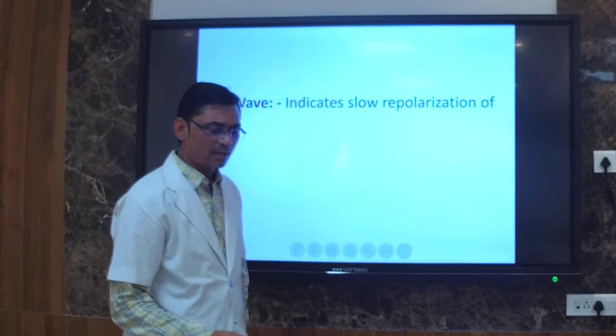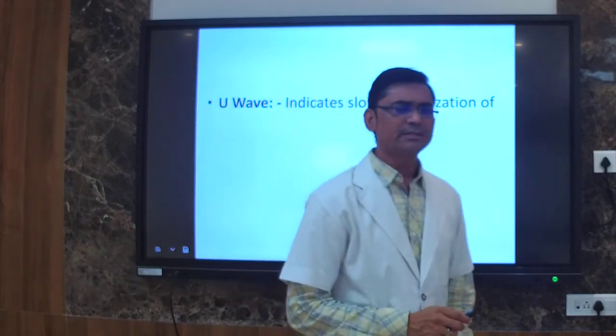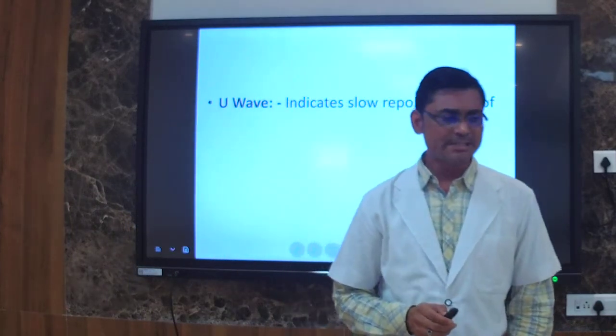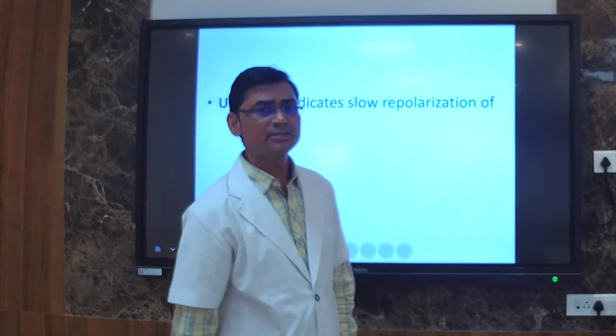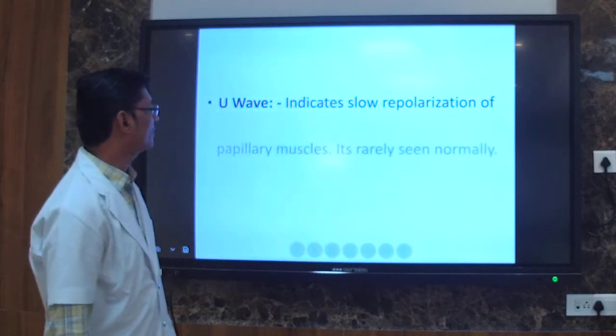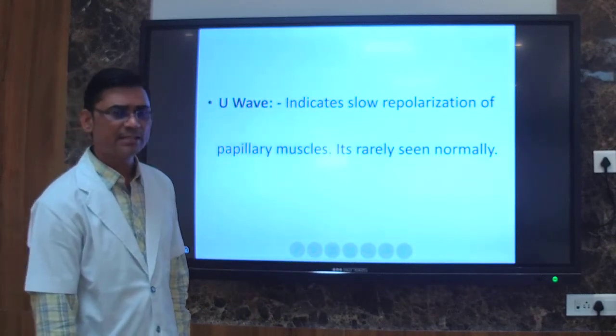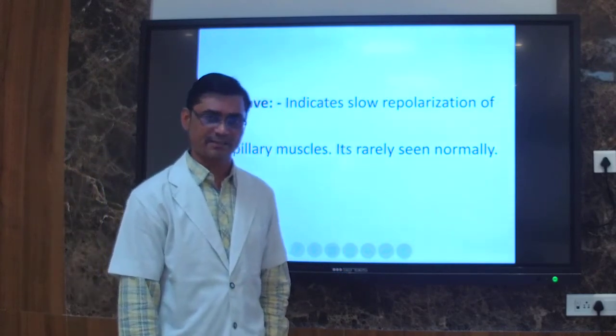Now coming to another wave, that is the U wave. This is a very rare wave which is produced by the slow repolarization of the papillary muscles, and this U wave is very rarely seen in the ECG.